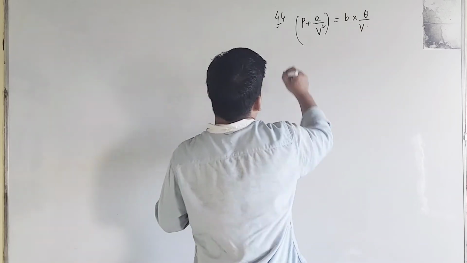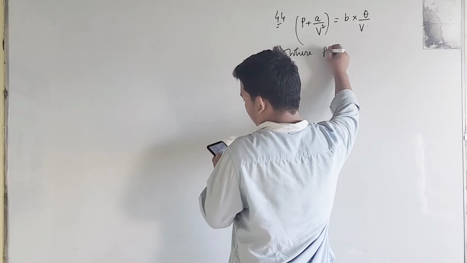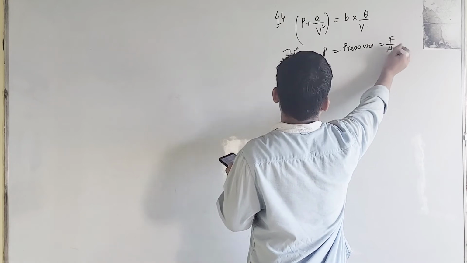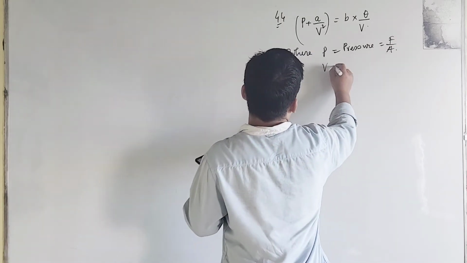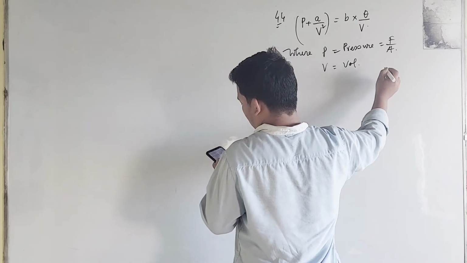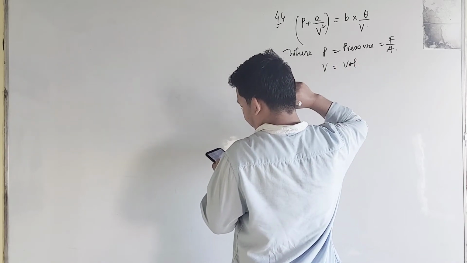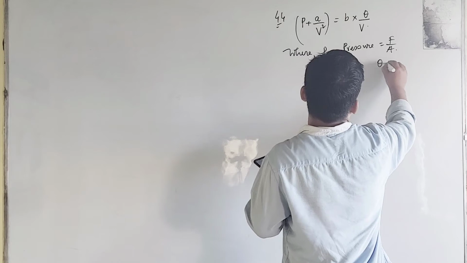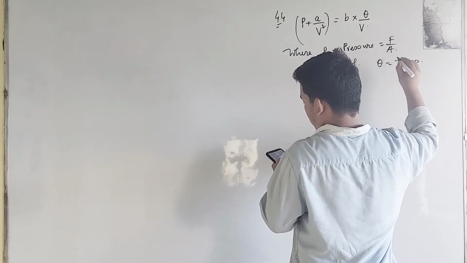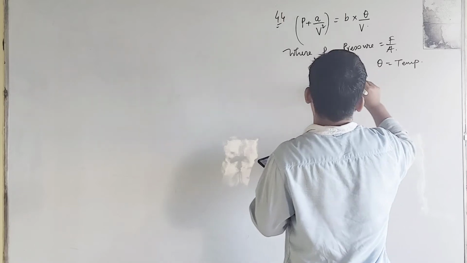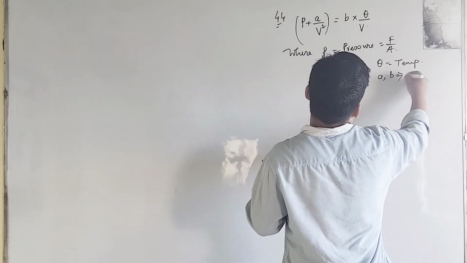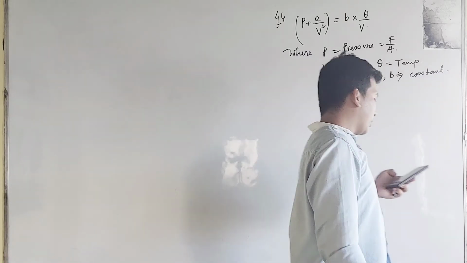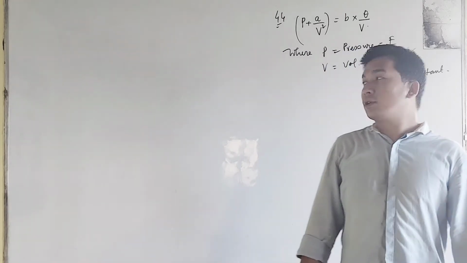Here P is the pressure, and pressure is equal to force per unit area. V is the volume. Theta is the absolute temperature. Here A and B are constants, simply constants. We have to find out the dimension of A.